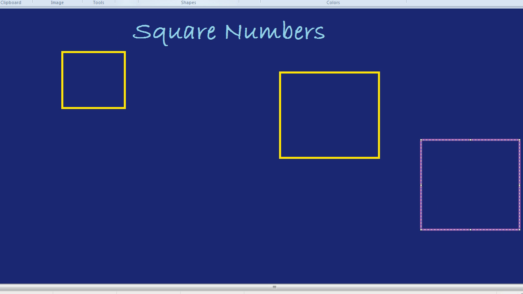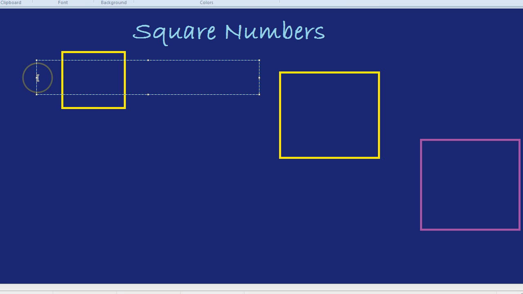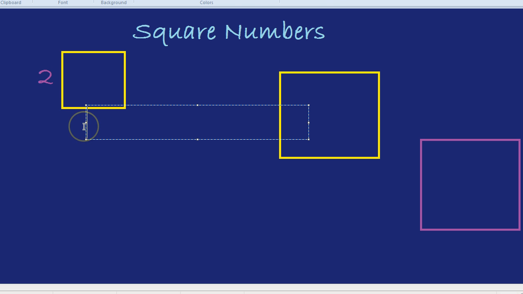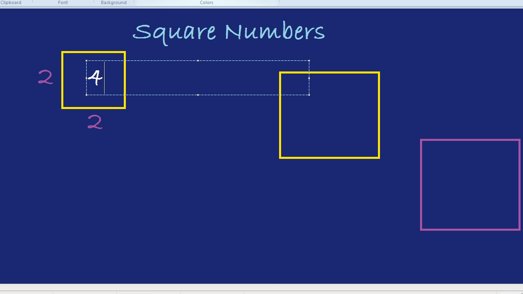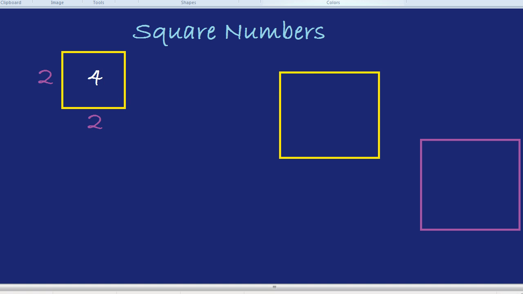Let's say this first one has a side of length 2. Well, if it's a square, all the sides are going to have the same length, so this side is also going to have a side length 2. If all sides have a length of 2, what's the area of that square? It's going to be 2 times by 2, which is 4. So 4 is in fact a square number. It's the area of a whole number square. Let's shade that in.